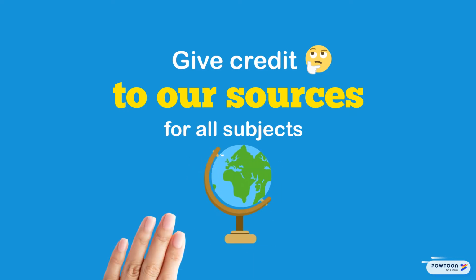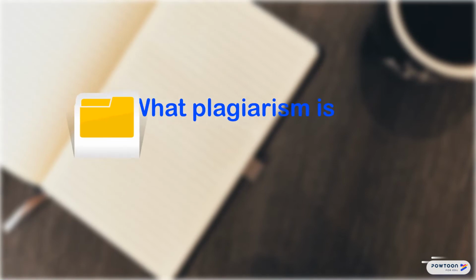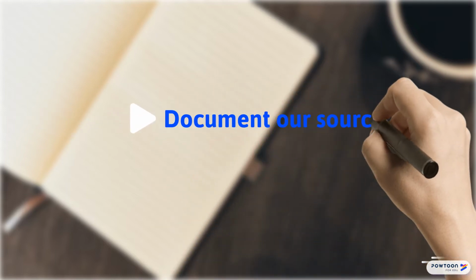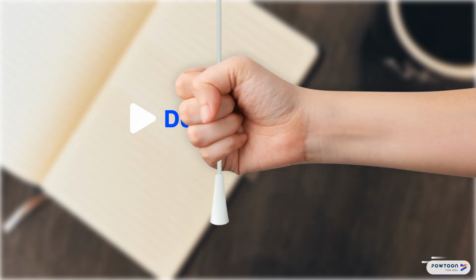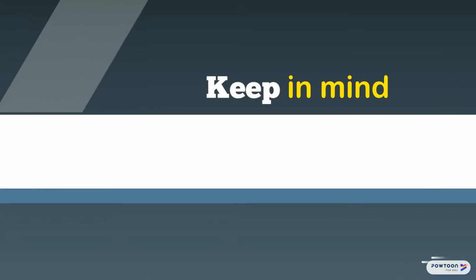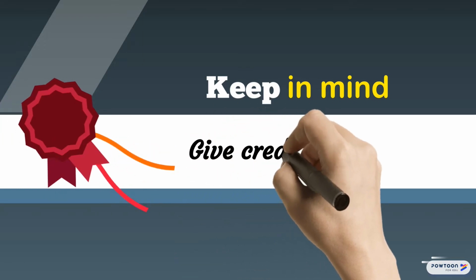So now that we understand what plagiarism is and how to avoid it, the next step is to document our sources accurately so that we can avoid it. Keep in mind that whenever we quote or paraphrase someone else's words or ideas, we need to give credit to the source.